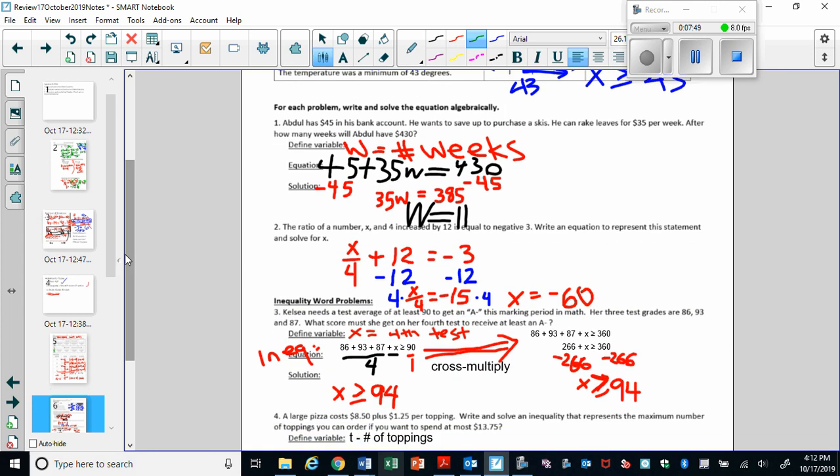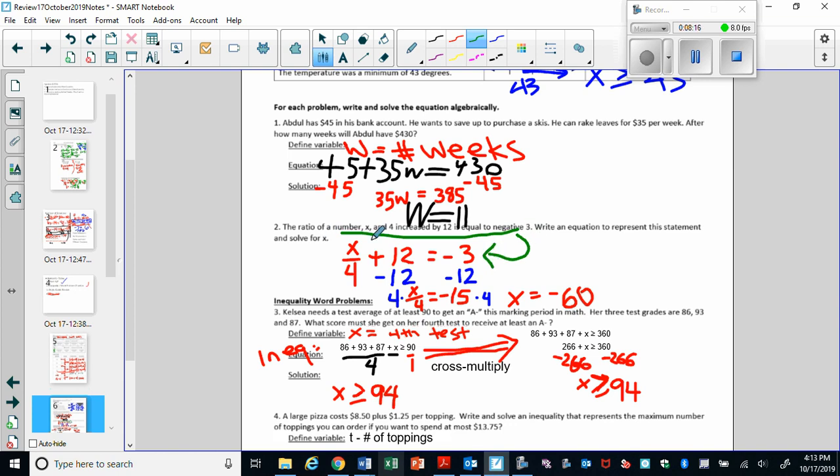Number 2, you set up the ratio of a number x and 4. So that's x divided by 4. It's going to be increased by 12. Is equal to -3. Two-step equation. The key is getting here. Given this information, that determines how we get here.